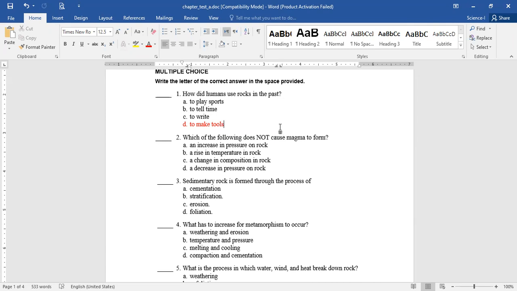Question number 2: which of the following does not cause magma to form? What of these cannot form magma? Okay, yes, Subh. A. Okay, yes, an increase in pressure. We said magma could be formed in 3 ways. What are the 3 ways? As you can see here, they are already written.